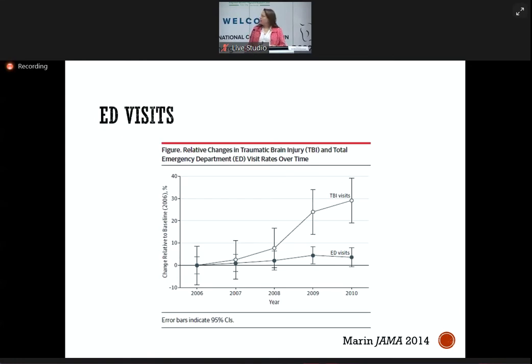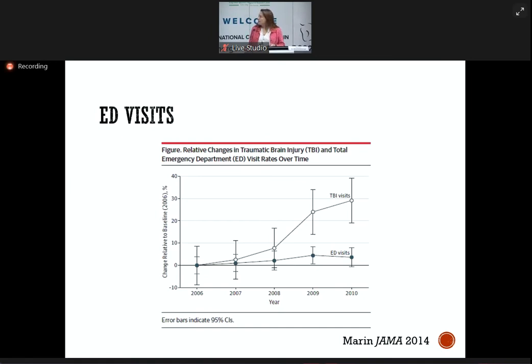This figure looks at the number of emergency department visits to US centers for head injuries. This is not just for children, but also for adults. On the x-axis, you have time, 2006 through 2010. The filled in circles are all ED visits, and the open circles are visits for traumatic brain injury. What you see here is that over this time period, there was a slight increase in the total number of ED visits, but a dramatic increase in the number for head injuries.